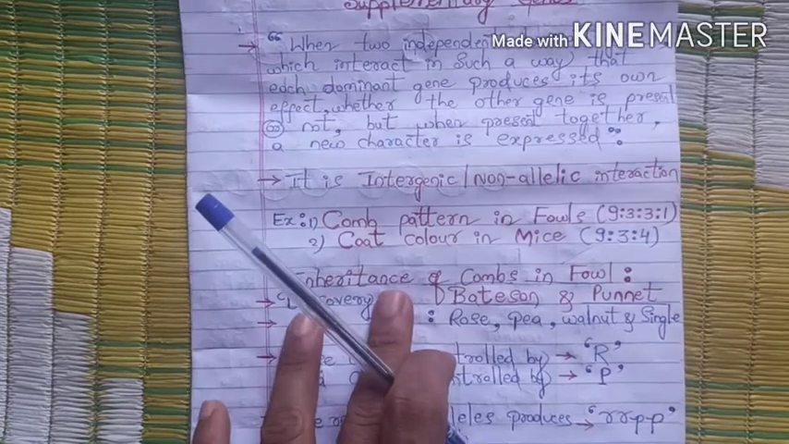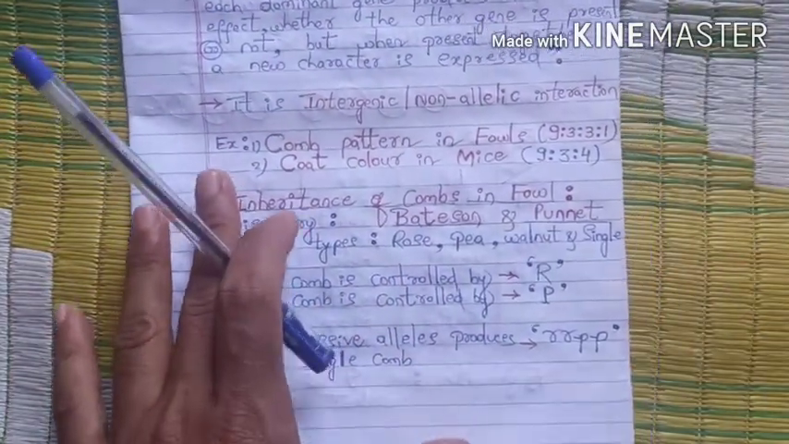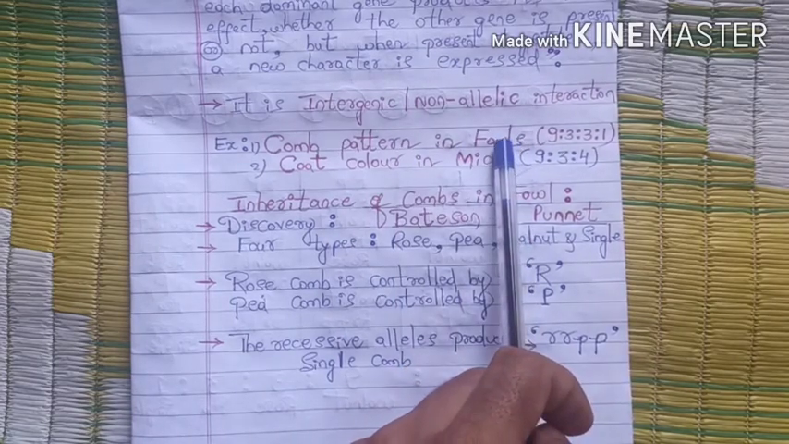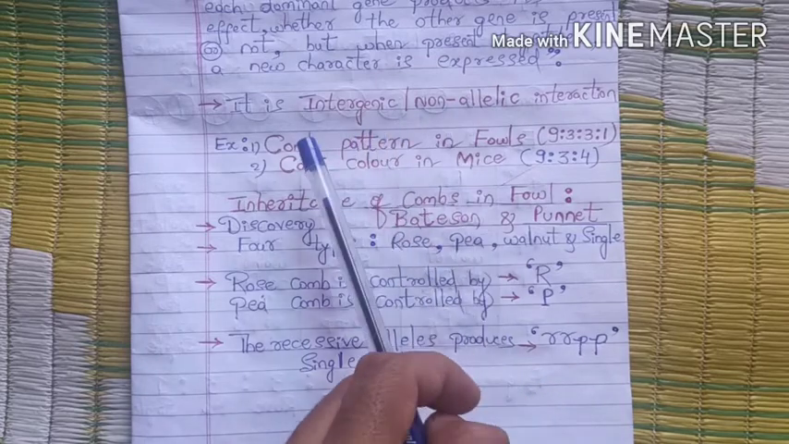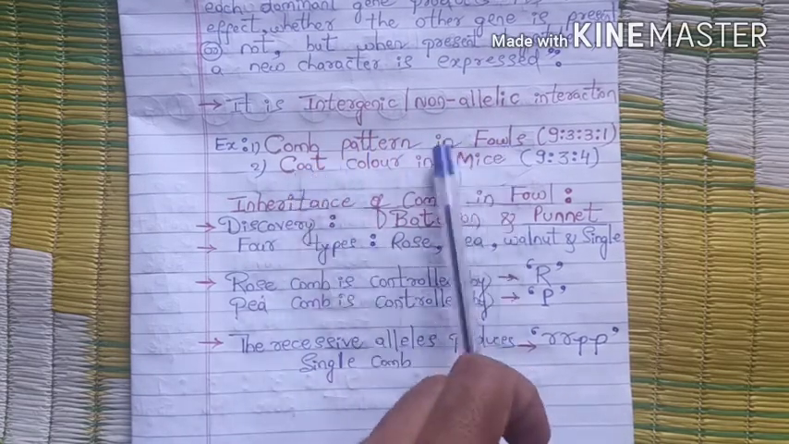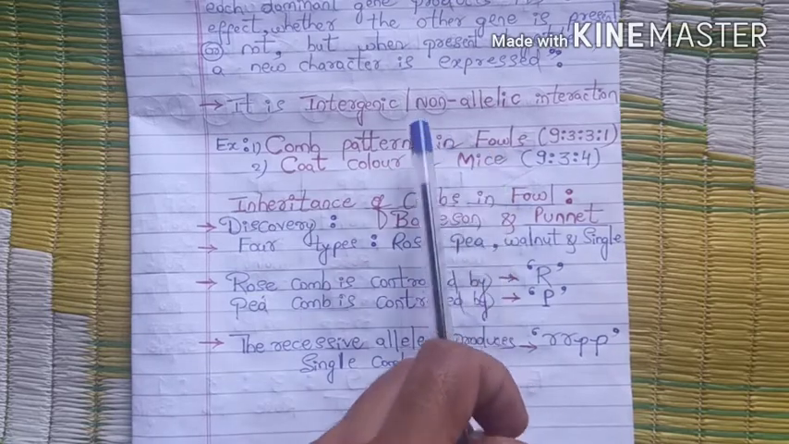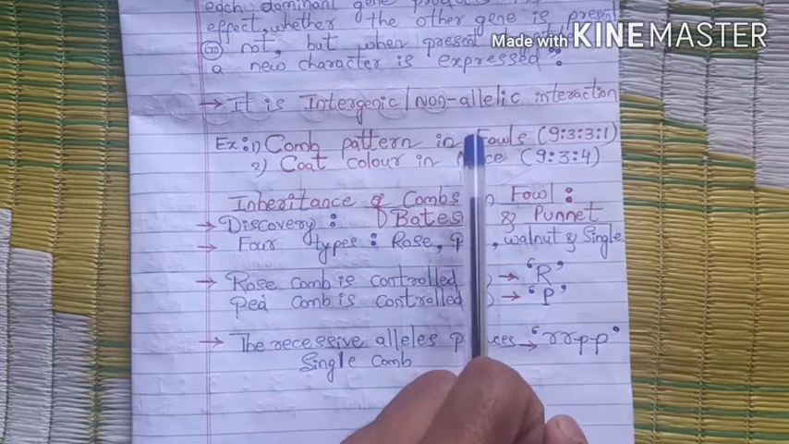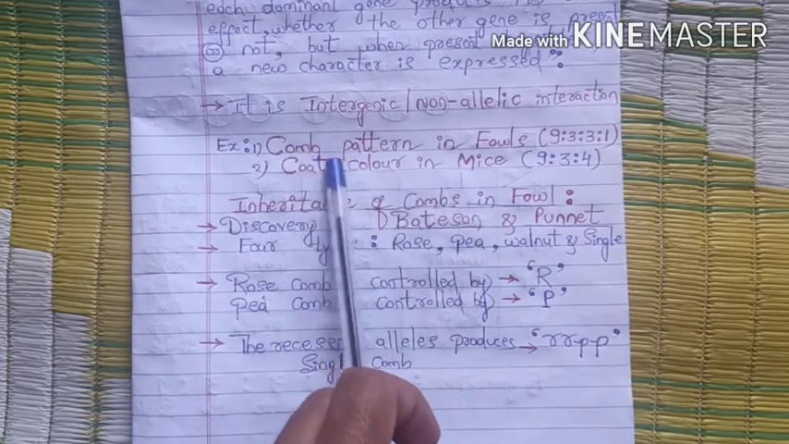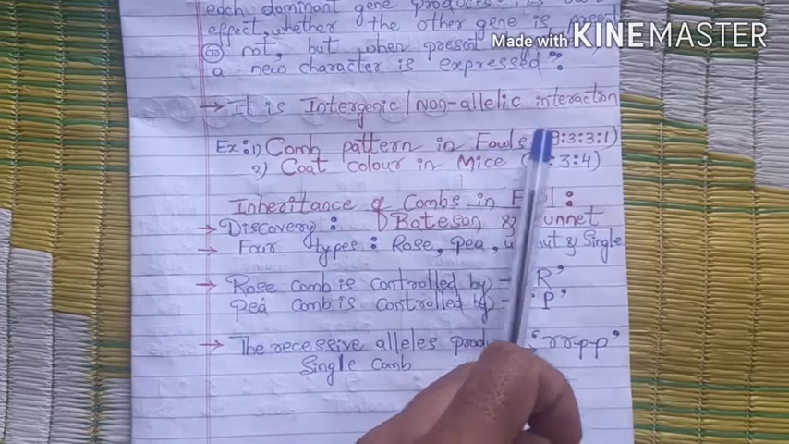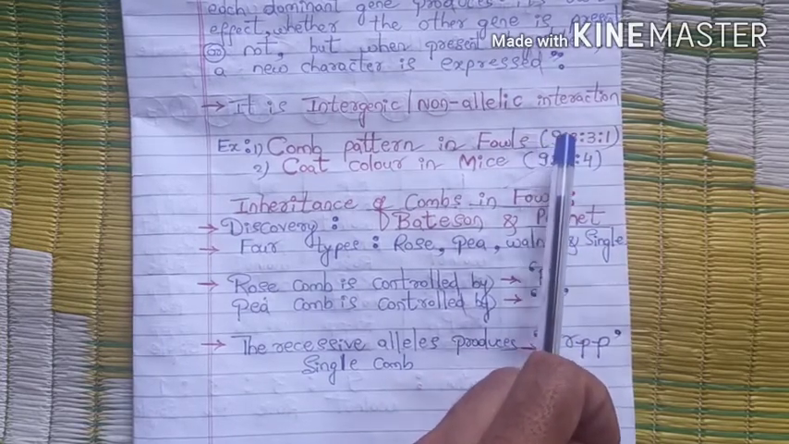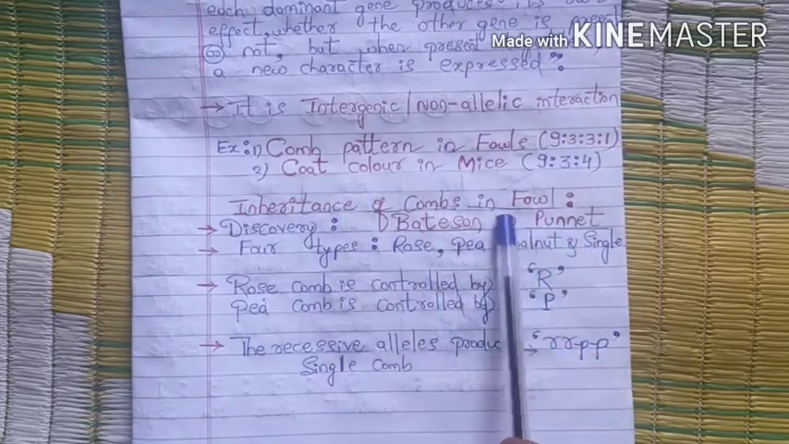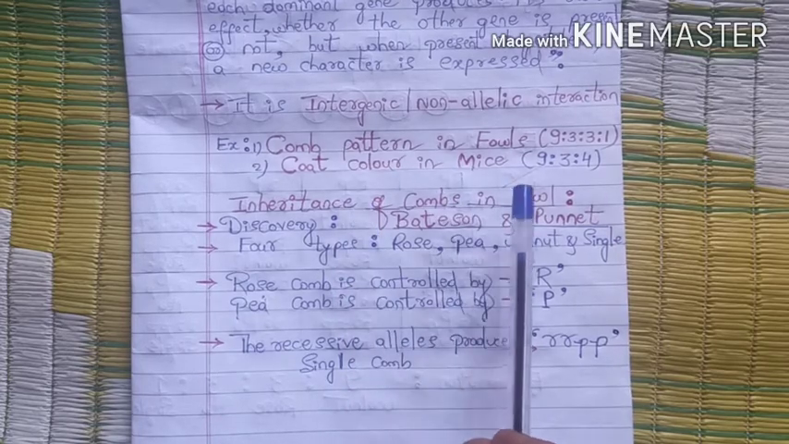There are two examples of this phenomenon. One is comb pattern in fowls, and the other is coat color in mice. These two are examples of supplementary genes. In this video, I am going to explain in detail the comb pattern in fowls, and remember the final ratio is 9:3:3:1. So let us study in detail the inheritance of combs in fowl.